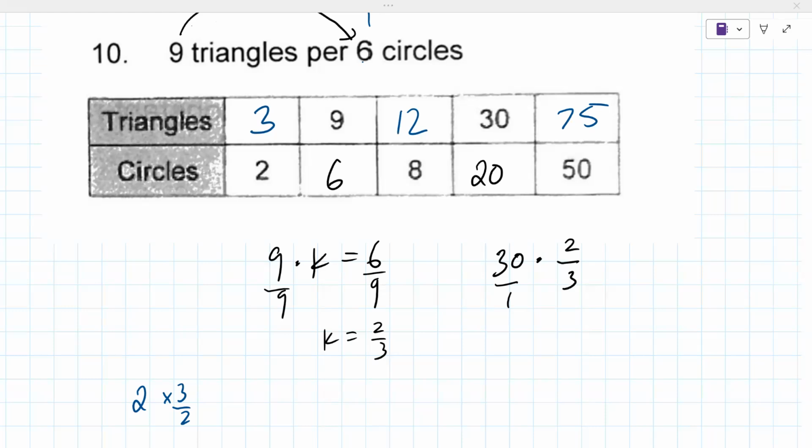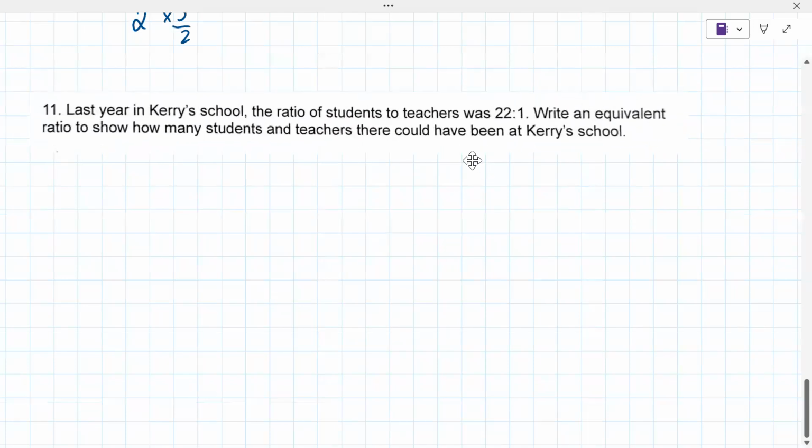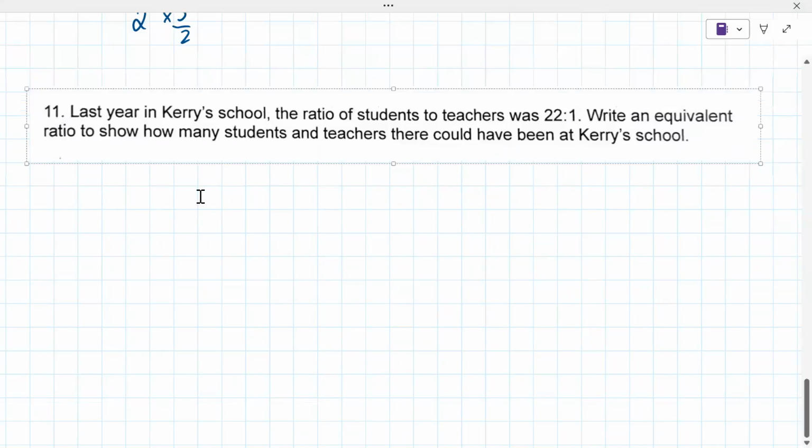Okay. Number 11. All right, last year in Kenny's school, the ratio of students to teachers was 22 to 1. Write an equivalent ratio to show how many students and teachers there could have been at Kenny's school. This is kind of like 5, 6, 7, and 8. You probably have to go bigger in this problem, but they're real people.